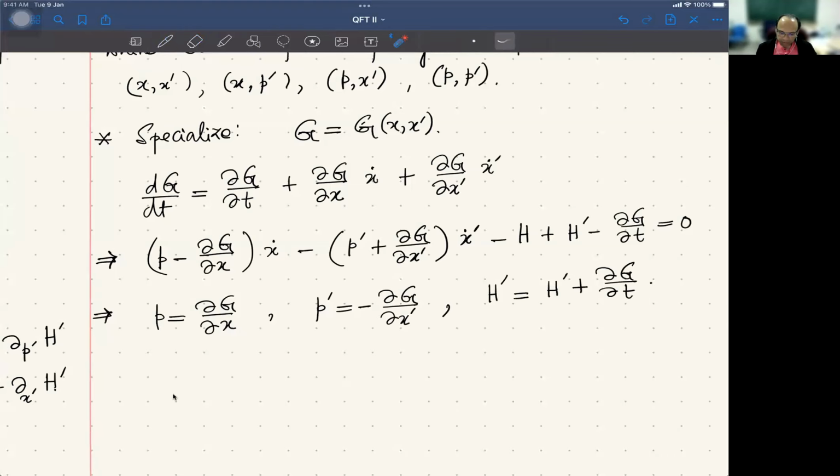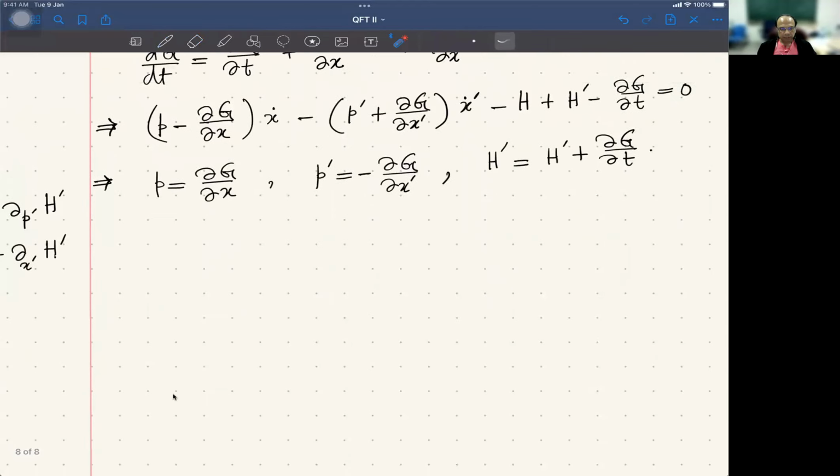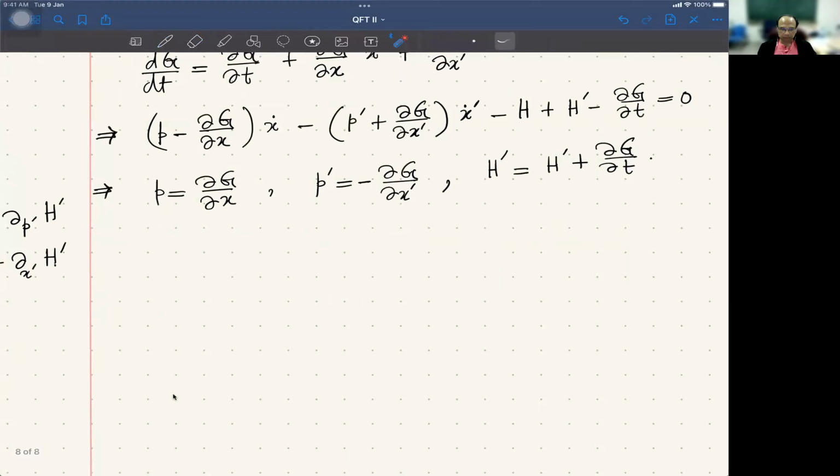This is the standard treatment of canonical transformation, and we get this key set of equations. Now, after this, we specialize to a specific type of canonical transformation, which says that x prime and p prime, the new set of phase space variables, are constants of motion.